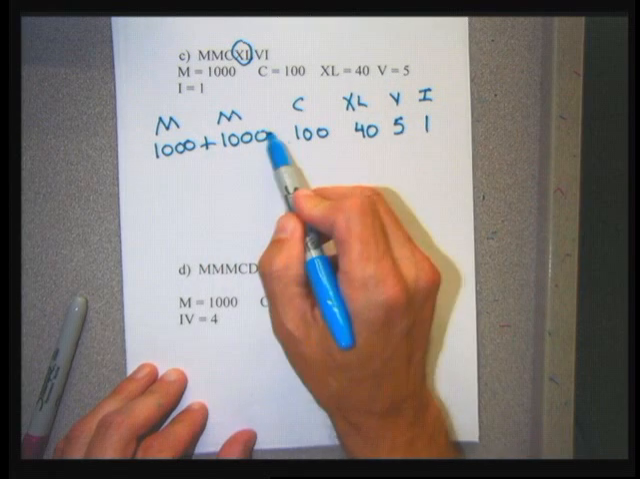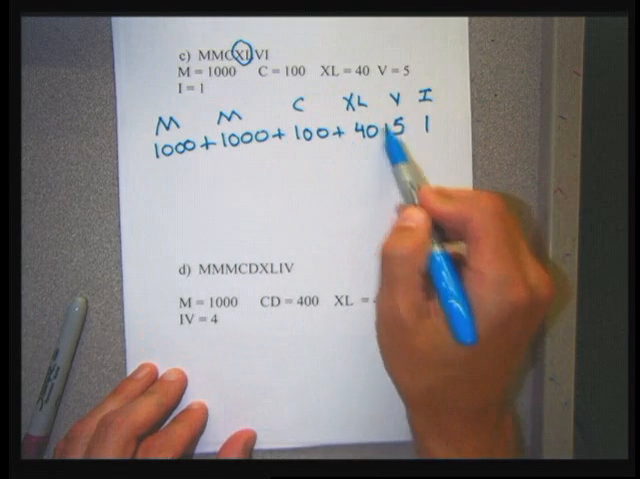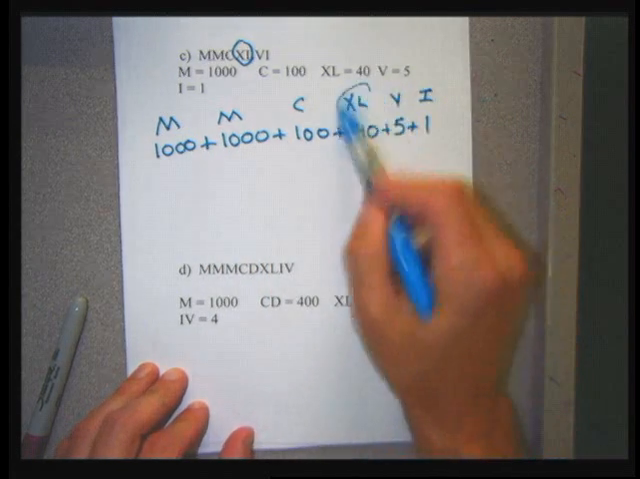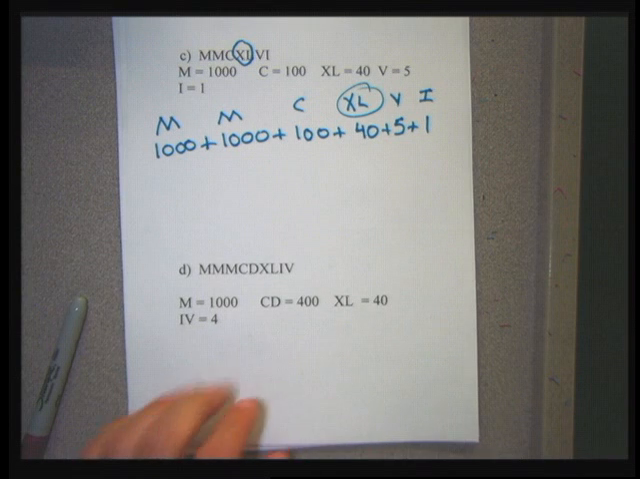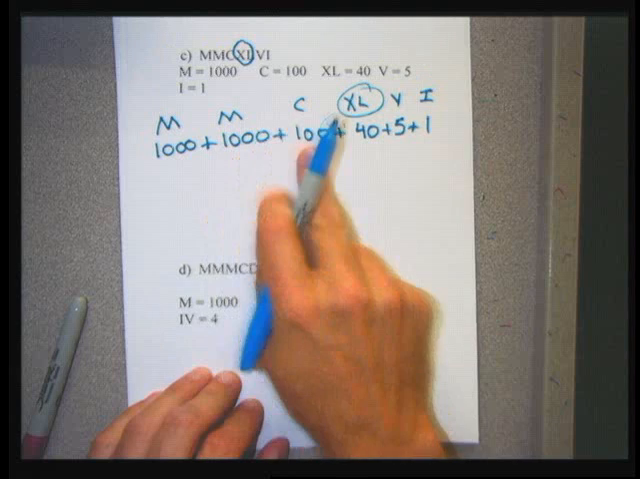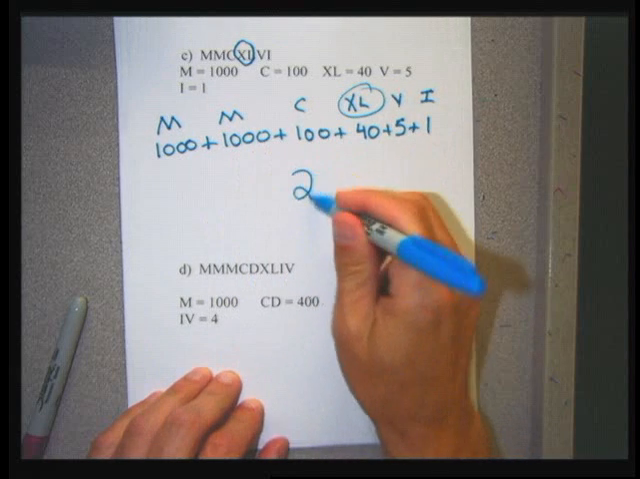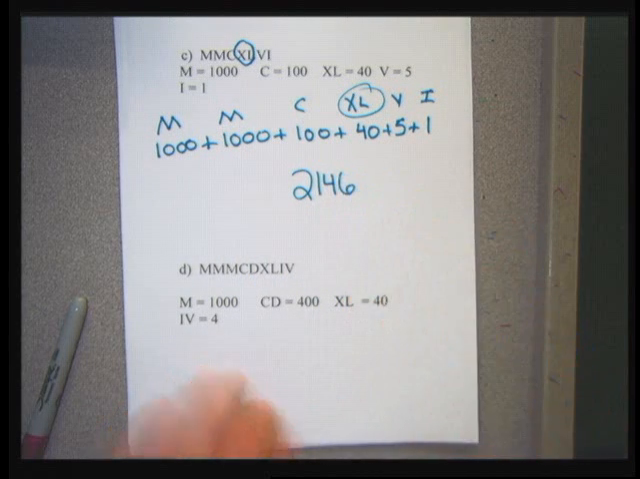Now that I've separated all the Roman numerals into the pieces they're allowed to be separated in, the XL needed to be bound together, but anything else that wasn't a special could be written separately. I write the numbers for each, and I add these up. This is going to be 2,000, that's 2,100, and that's 46. So the part C is 2146.